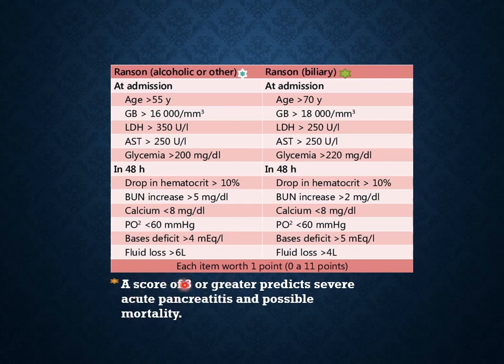The score of 3 or greater predicts severe acute pancreatitis. Okay, so a score below 3 is considered mild pancreatitis, and the prognosis is very important. Why is this important? Because on admission, the patient may come with mild pancreatitis, but in the ward, it can progress very rapidly into severe pancreatitis and multi-organ failure. So this chart or scoring system helps to assess the severity of the pancreatitis.